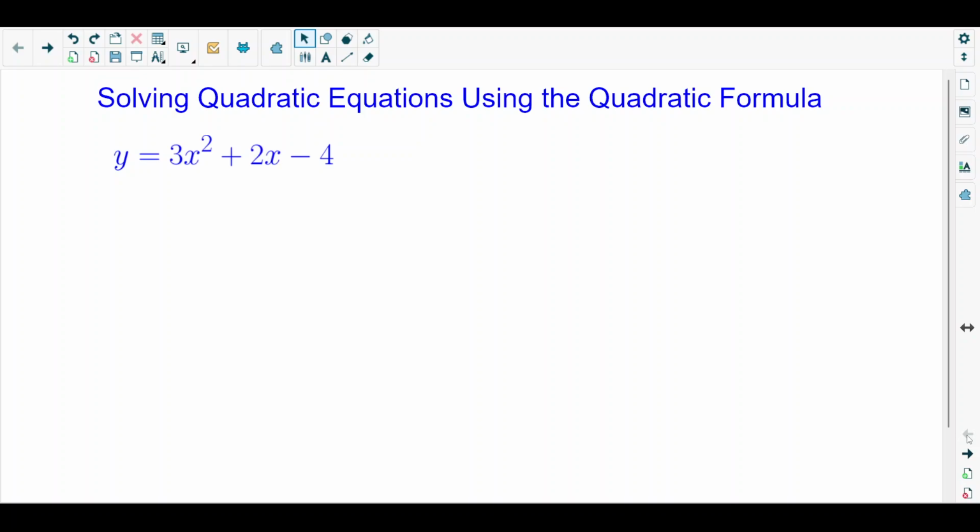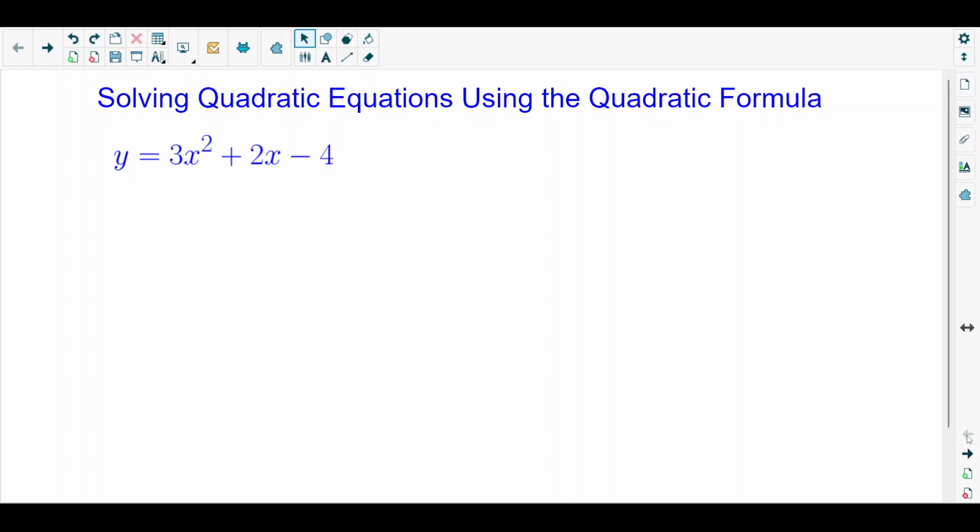In this video, we'll look at how to solve a quadratic equation using the quadratic formula. So we've already looked at factoring and using factors to find the zeros of a quadratic. Not all quadratic equations are factorable though, so we can start looking at other strategies, and the quadratic formula is a good one. So here is a quadratic relationship, y equals 3x squared plus 2x minus 4.